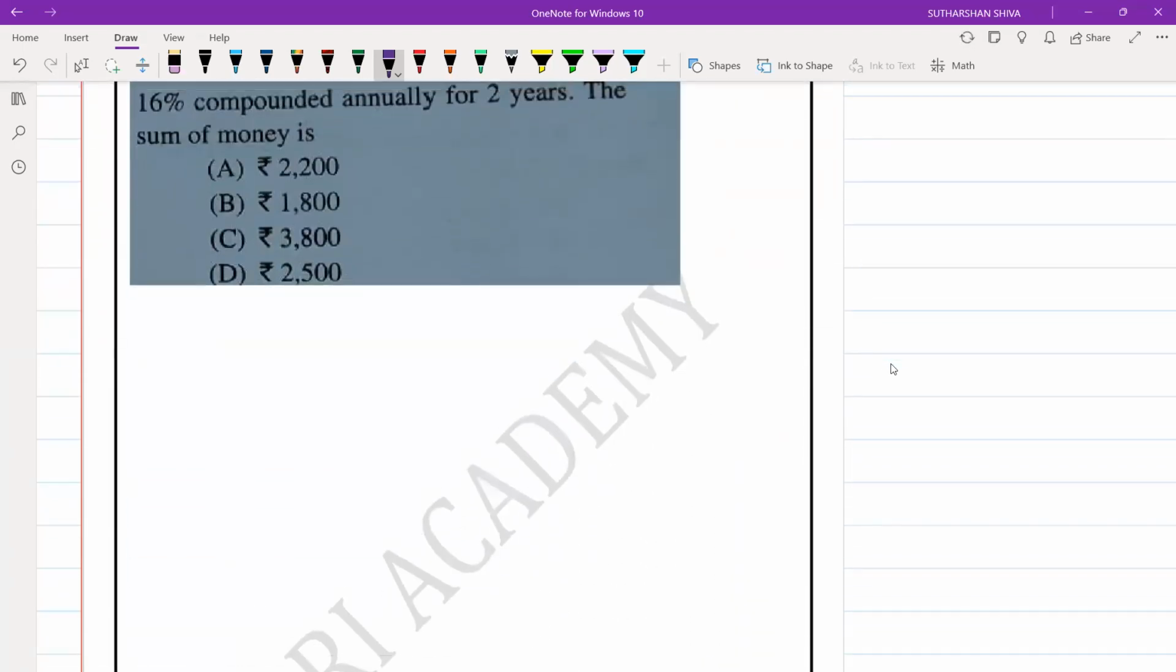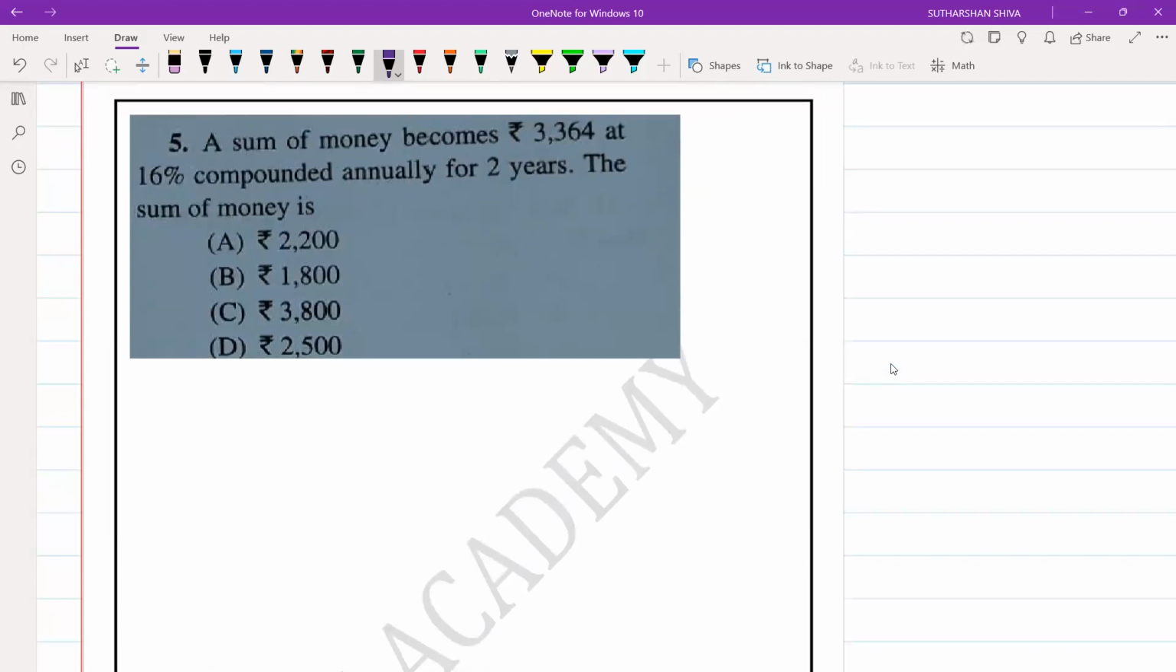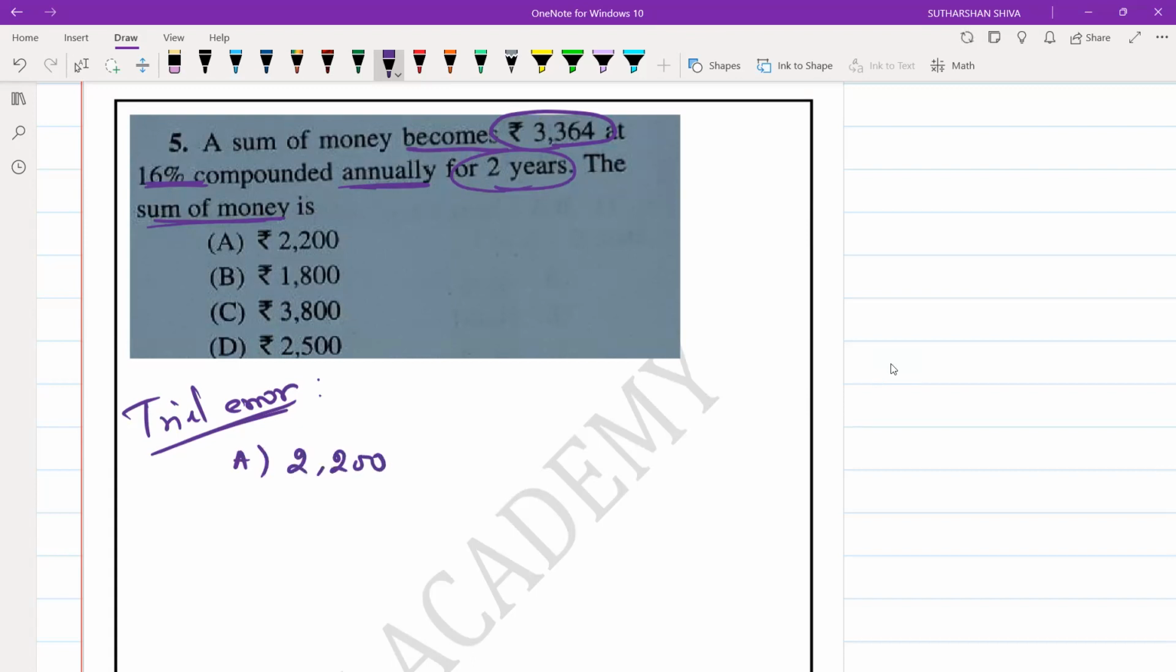Okay. Then question 5. A sum of money becomes 3364 at 16% compounded annually for 2 years. What is the sum of money? Here also we have two methods, but I will give you the trial and error method, which is the easiest method. I will take option A. What is my option A? 2200. Correct. Take a calculator, press 2200.